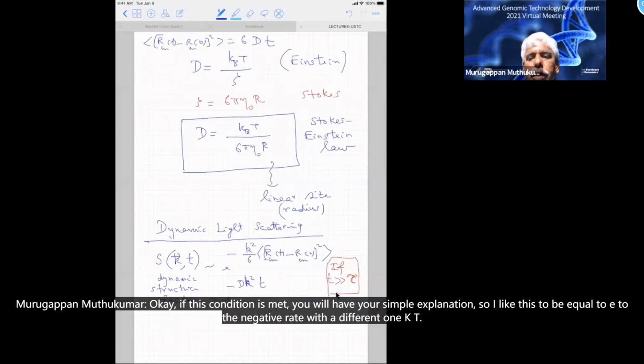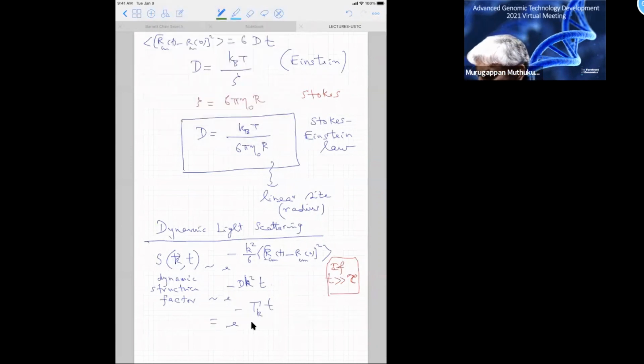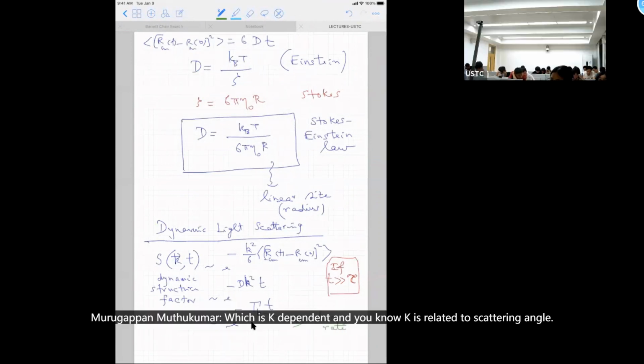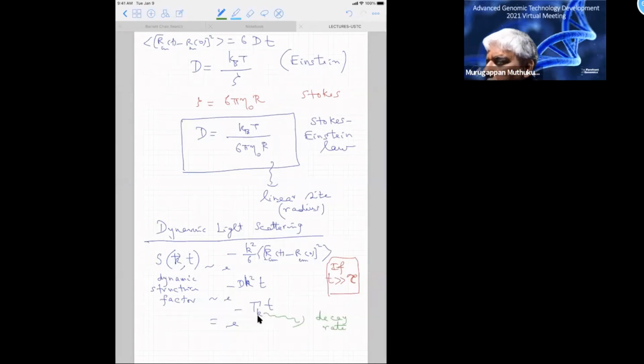Okay. If this condition is met, you will have a simple exponential. So I write this to be equal to e to the negative rate, which depends on k, times t. Gamma k is a rate of decay, the decay rate, which is k dependent. And you know k is related to scattering angle, right?